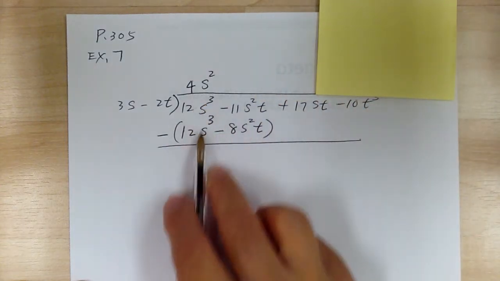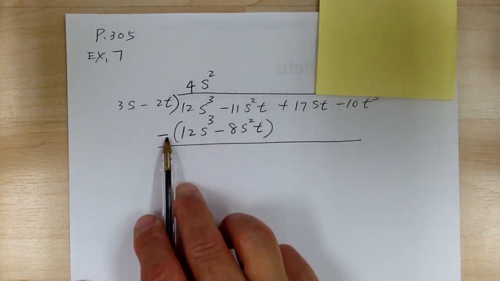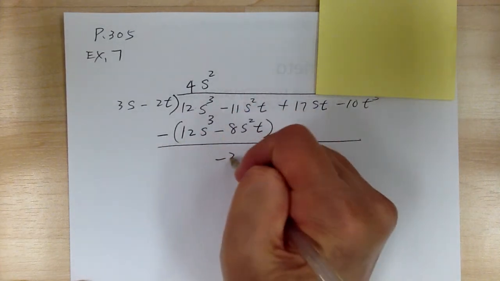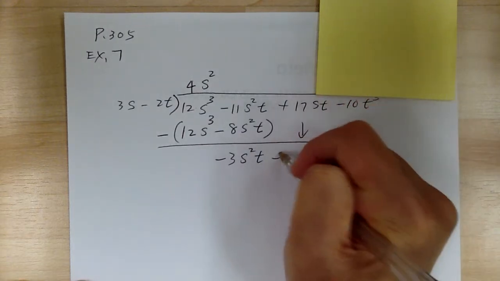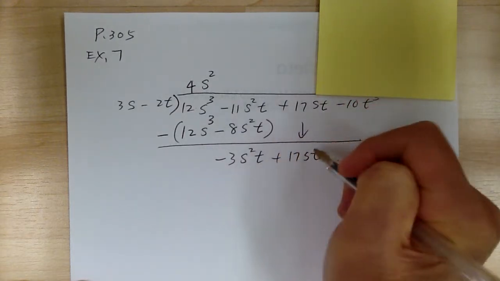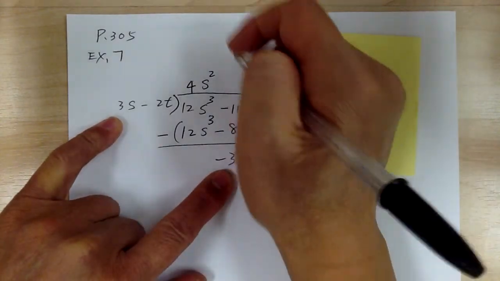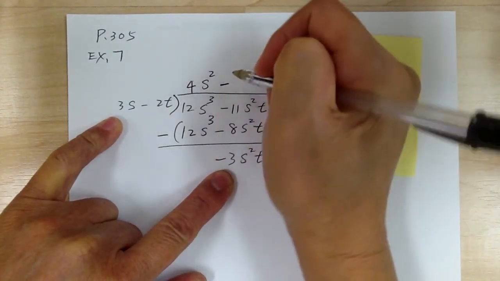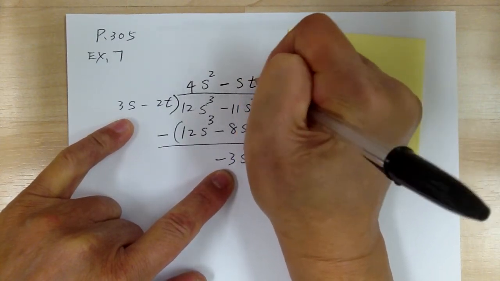So again, first term always cancel out. The next term, negative 11 minus negative 8 will give you minus 3. So after you subtract, you drop the next term, and you just repeat. So this one will give you minus 1, but don't write 1, right? And would be st.